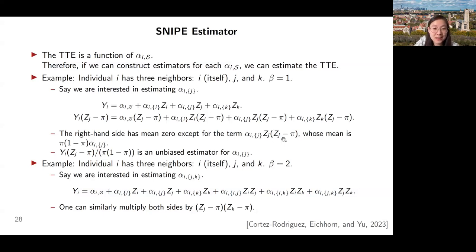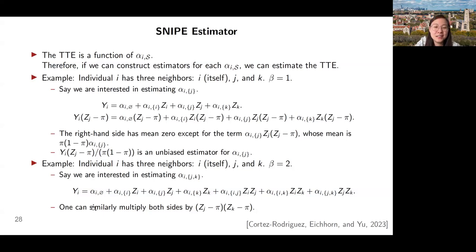So this tells us that if we scale the left-hand side, this can become an unbiased estimator for the alpha ij. So we basically come up with this unbiased estimator for alpha ij, even though the variance is still there, but it's unbiased. So we could do similar things for the other alphas. And let's see how we generalize this idea to, let's say, beta equals 2.